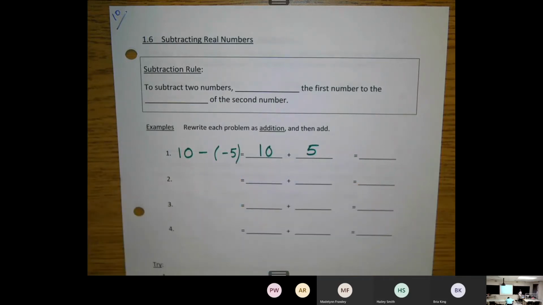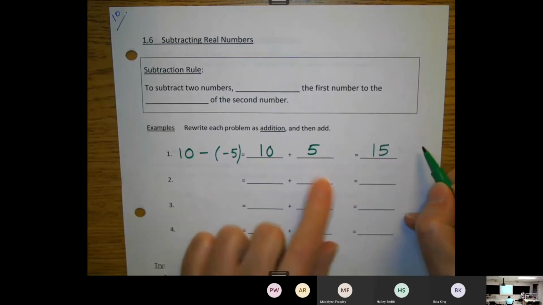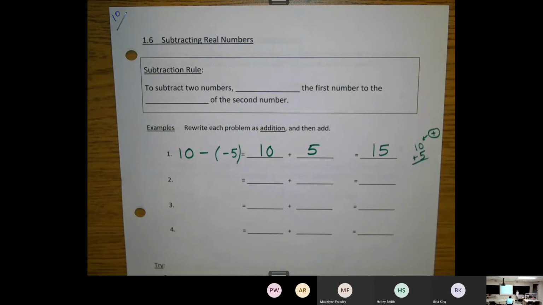You got it. So even though it looks like subtraction to start with, we can think of it as an addition problem. And we know that would make 15. That would be the addition rule from the other day where they have the same sign, so we add them together and keep that same sign, positive 15.